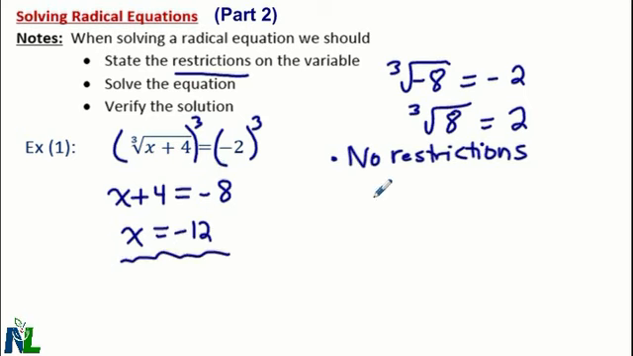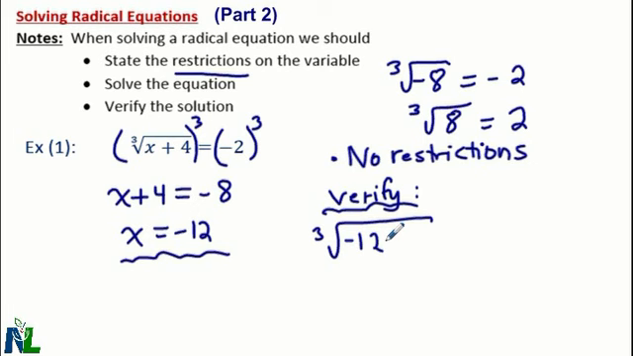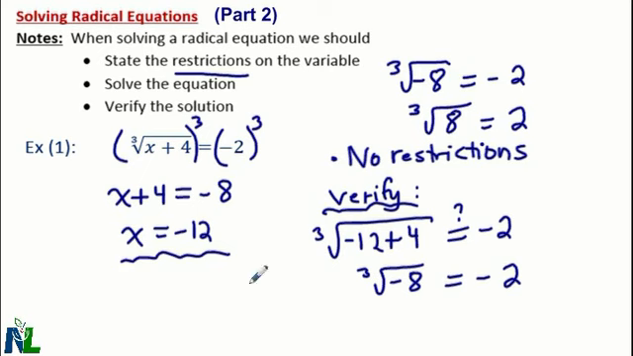Now, I still want to verify and make sure my solution is correct. So we go back to the original equation, and I'm going to fill it in. So I look at x right here as being -12 plus 4, and I'm checking to see, will this equal -2? So the cube root of -8 is equal to -2, which we demonstrated above. So this is a true solution. Now let's have a look at another example.